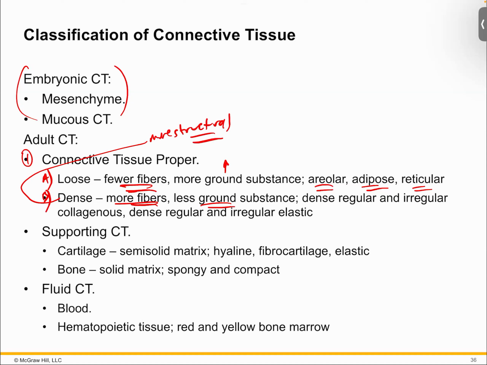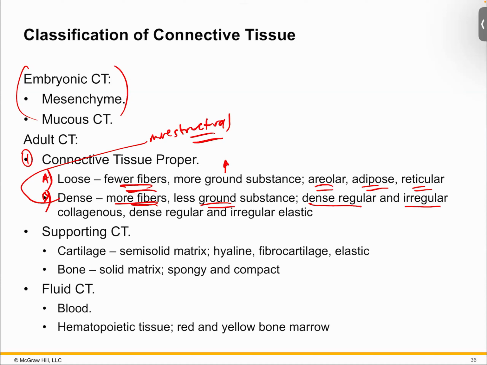And so some examples there: you have dense regular, dense irregular, and that's collagenous, and of course the same is dense regular and irregular elastic. So it depends on which protein fibers you have in there, right? If you have largely collagen, then you're going to be dense regular or dense irregular. And if you have a lot of elastin, you'll be dense irregular with elastin in it. So more of an elastic type of thing.